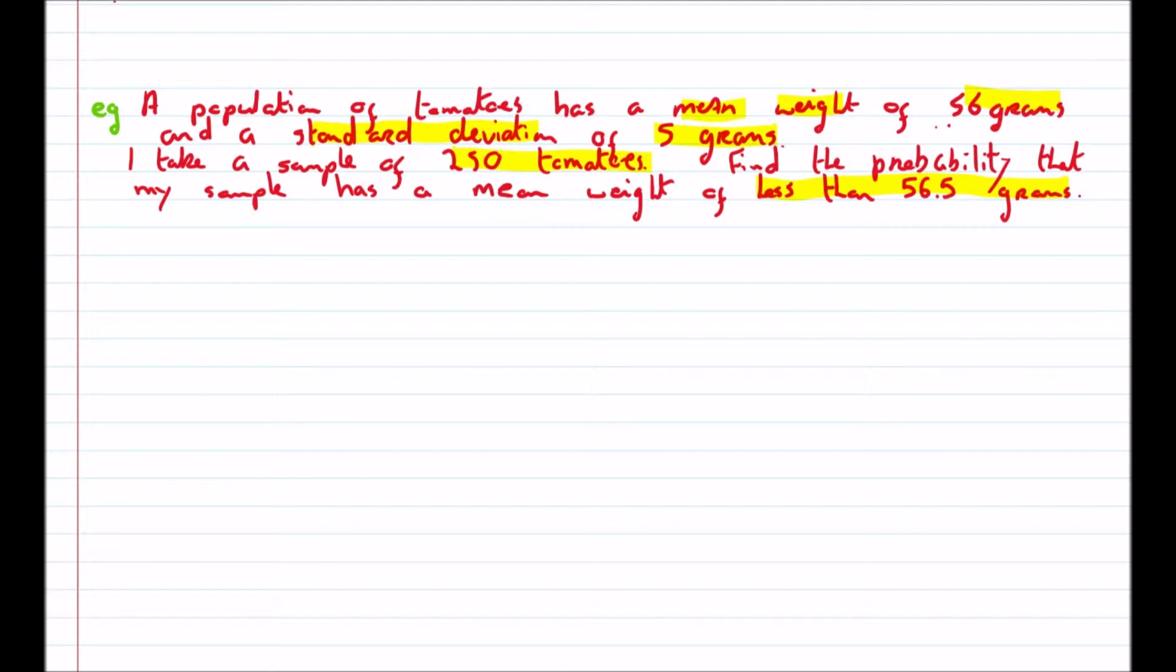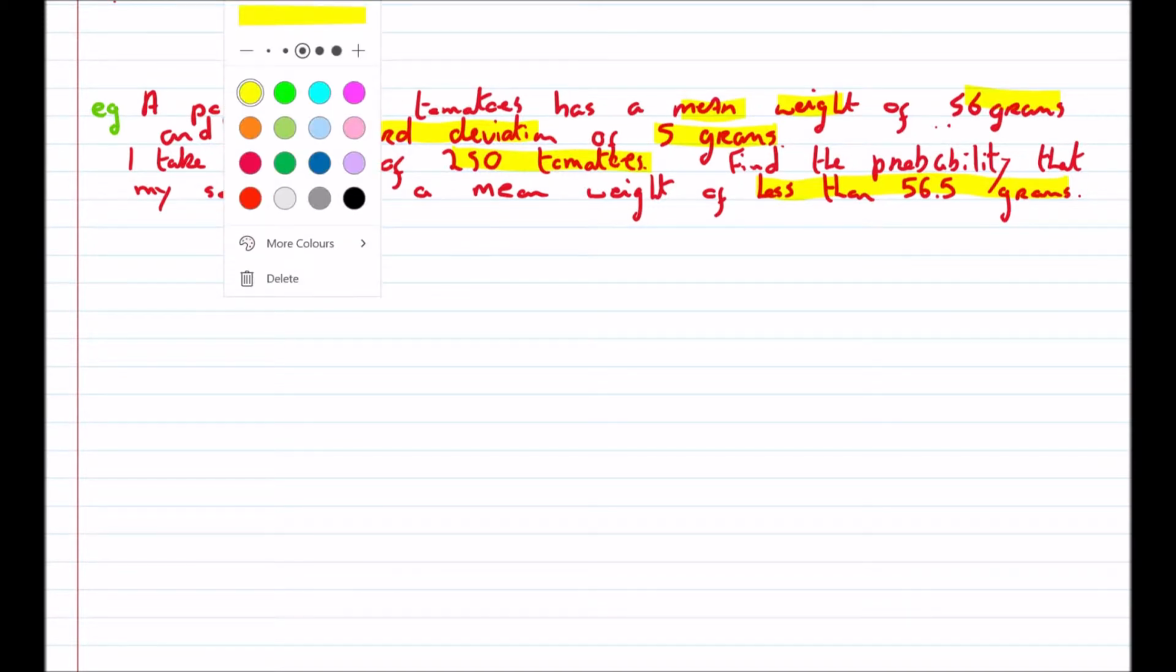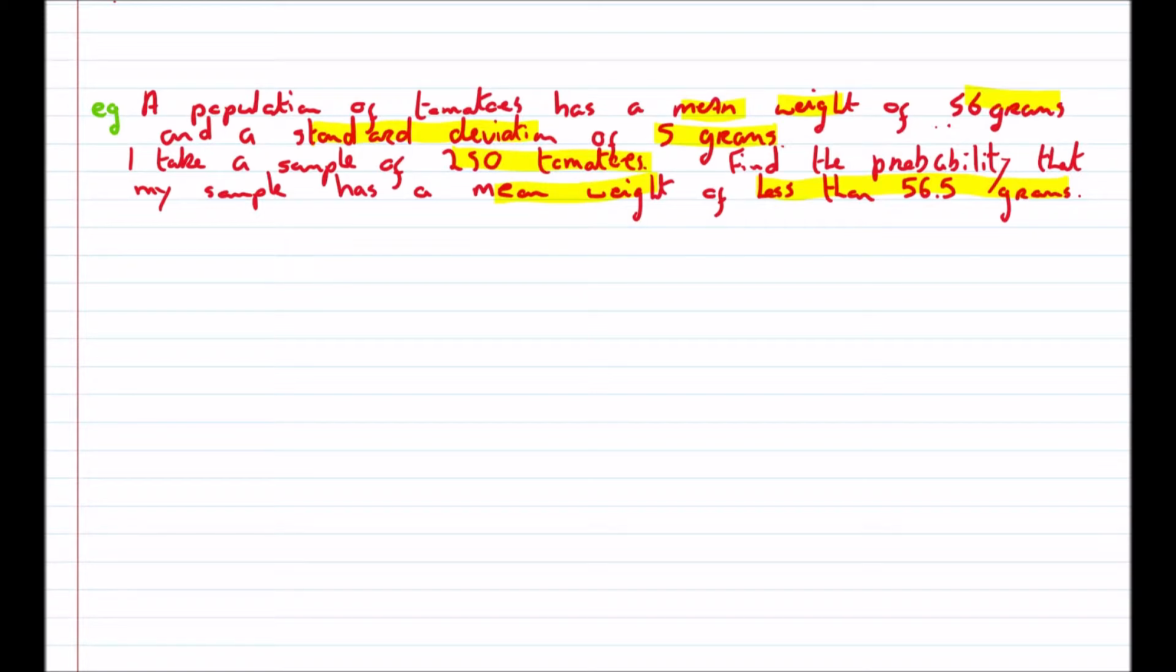So in this video we have a population of tomatoes that have a mean weight of 56 grams and a standard deviation of 5 grams. So that's the whole population. So imagine a load of tomatoes, loads and loads of them. They have a mean weight of 56 grams, standard deviation of 5 grams. I take a sample of that population, which is 250 tomatoes, and find the probability that my sample has a mean weight of less than 56.5.